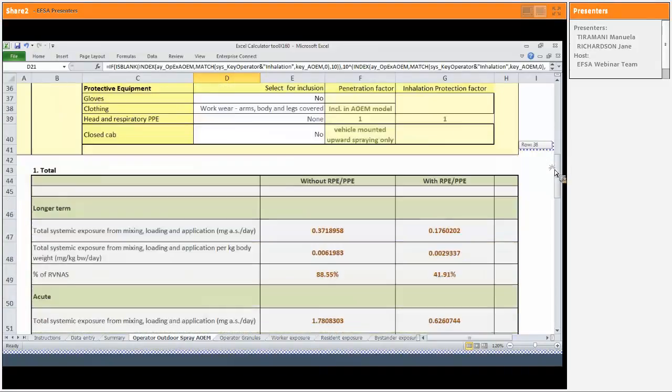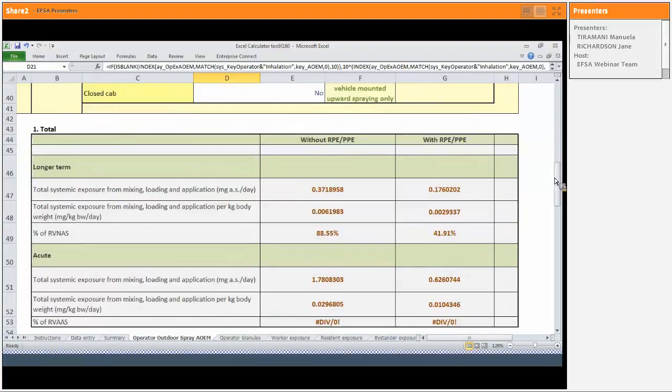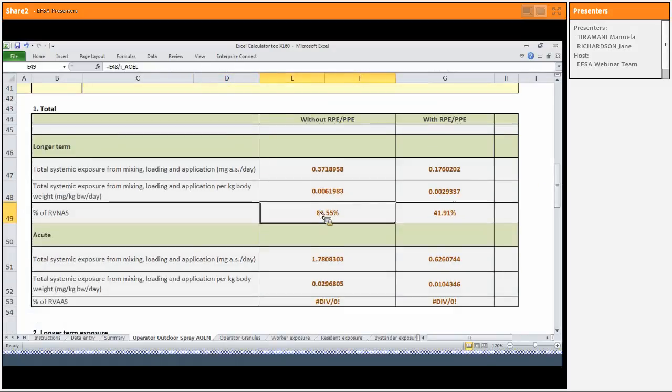And then if we scroll down a little bit further, we can see here we have the exposure without PPE and the exposure with PPE. And we haven't actually made any changes here, but the difference is that here this is assuming that the body is really not having any protection from clothing, and in the second one we're assuming that long trousers and a shirt, for example, are worn. And we can see here that in both cases we didn't exceed the AOEL. So that's the operators. Do you want to add anything here, Manuela, or shall we take a look at the worker?